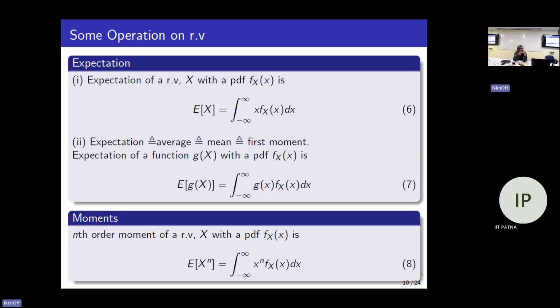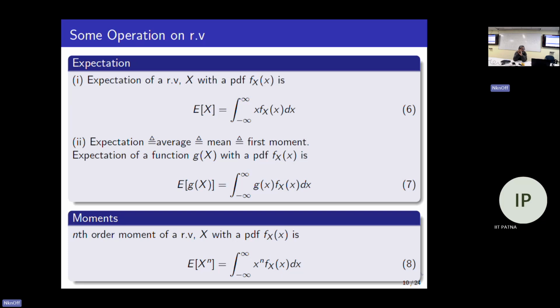So that is the reason I wrote that expectation is average, it's mean, it's first moment, everything is the same. It's mean only. But if the random variables are not equally probable, then we have to go with the density function integration. If it is equally probable, no problem, you sum them all and then divide. And then the expectation of a function g(x) with the PDF fX(x) is the integral of g(x) fX(x) dx.